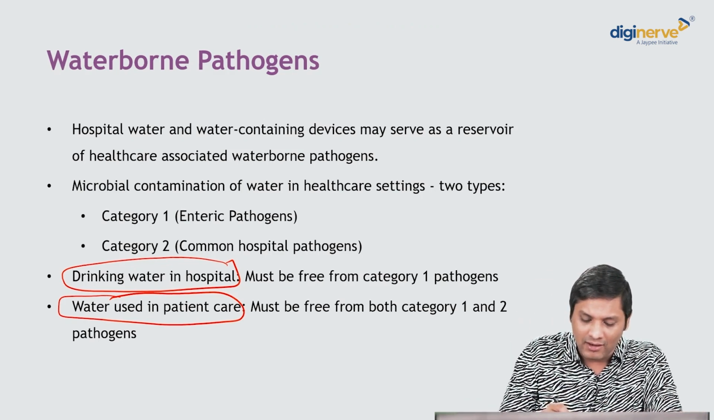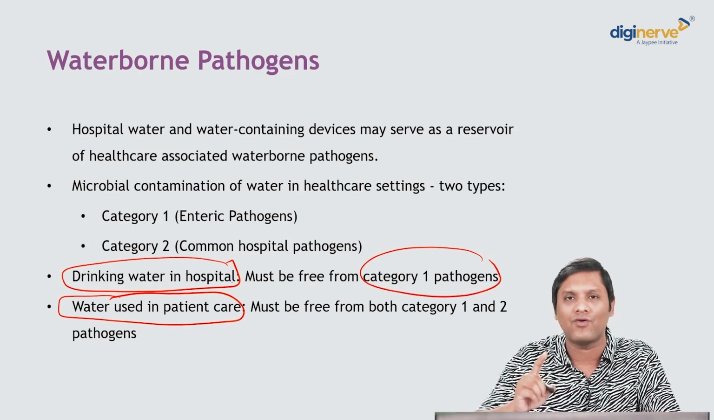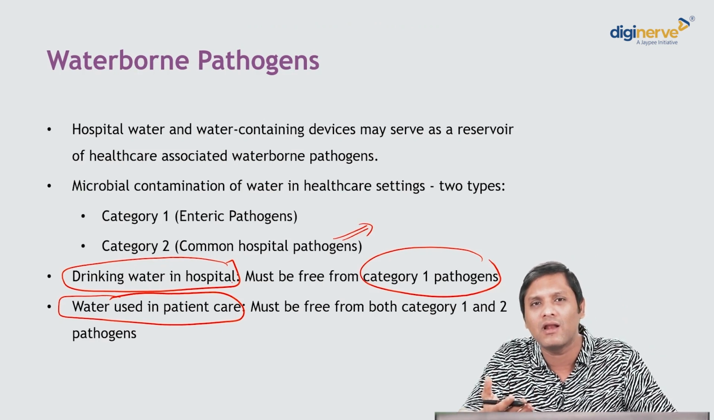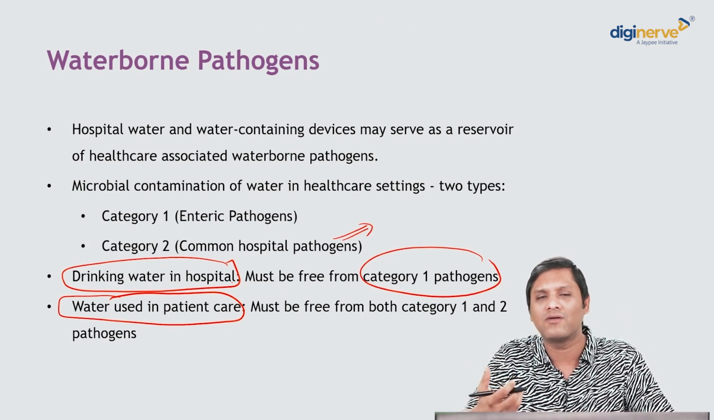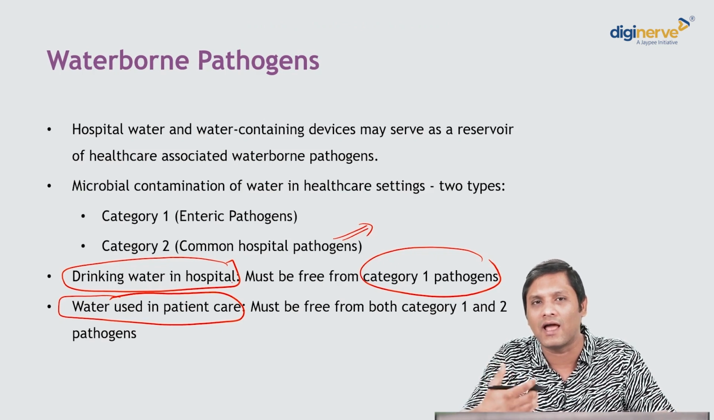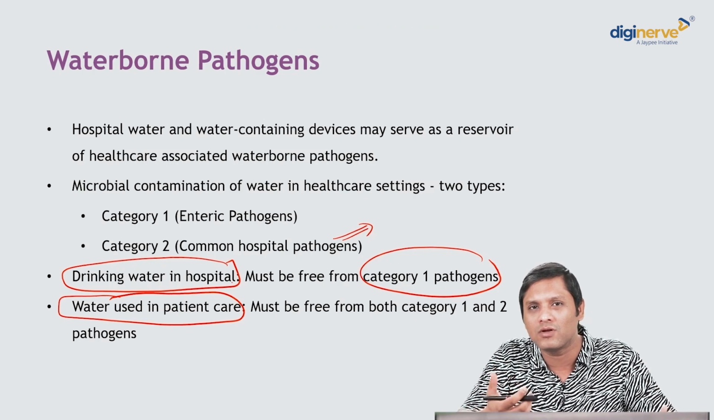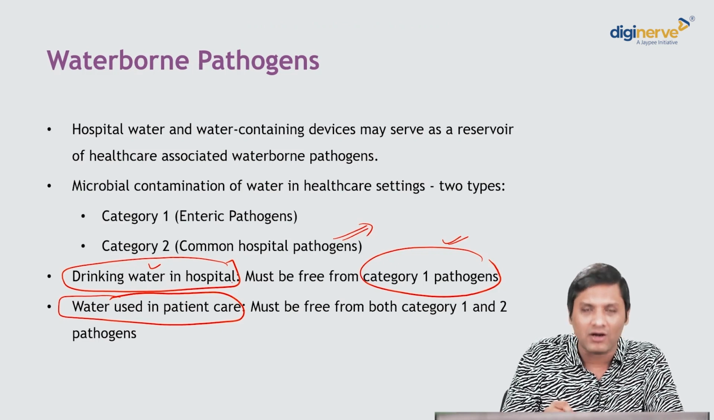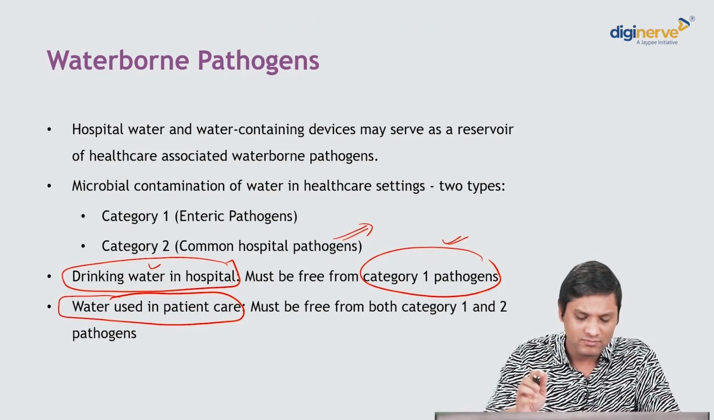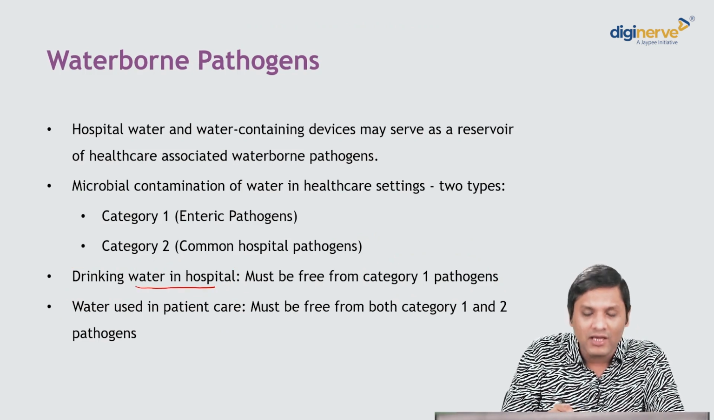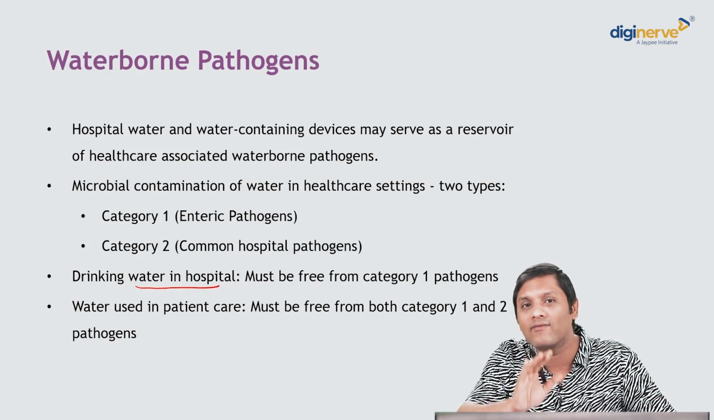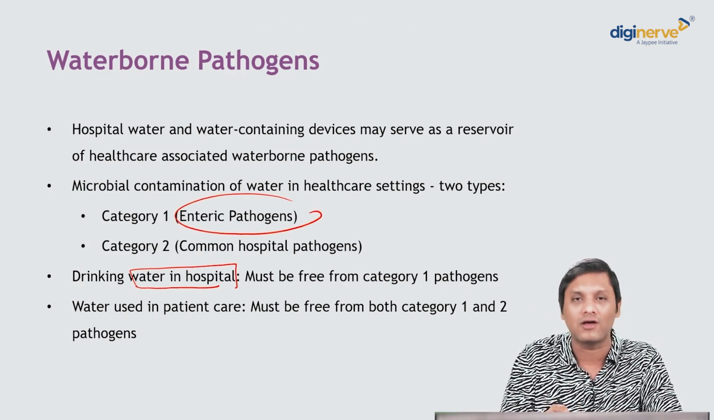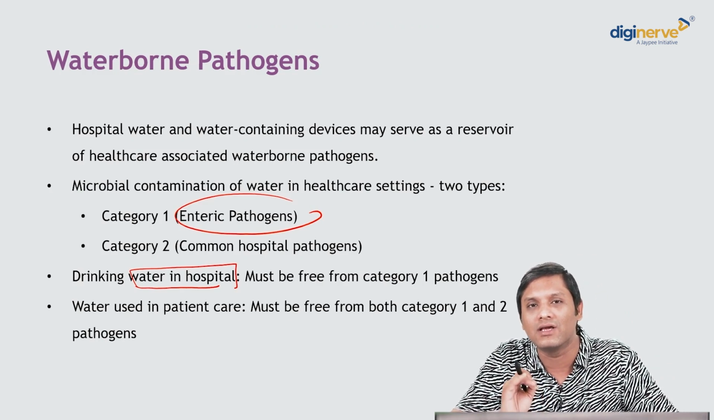So remember that drinking water must be free from category 1 pathogens. Category 2 pathogens are the common hospital environmental contaminants, like Pseudomonas or Acinetobacter. If these pathogens contaminate drinking water, it is not a big problem, because the drinking water should not have enteric pathogens, as those cause various enteric infections if they contaminate the drinking water.